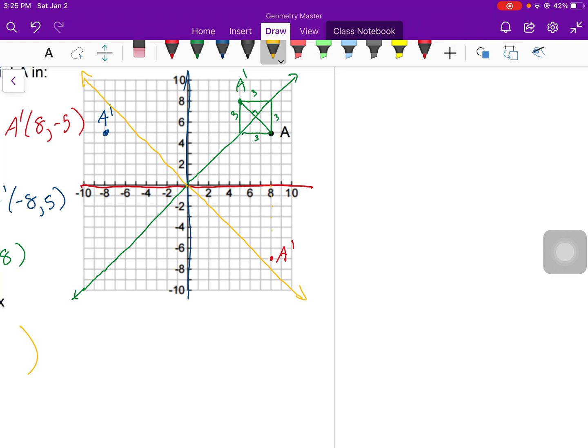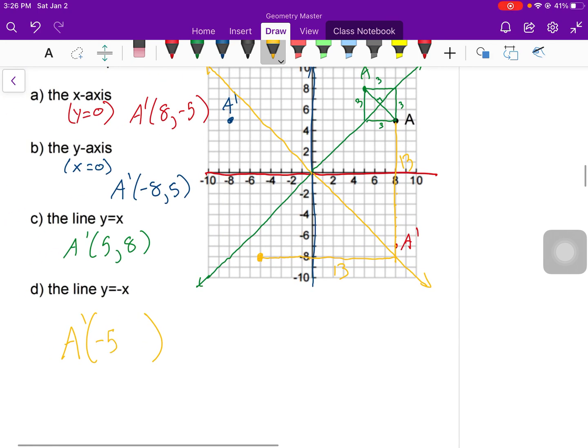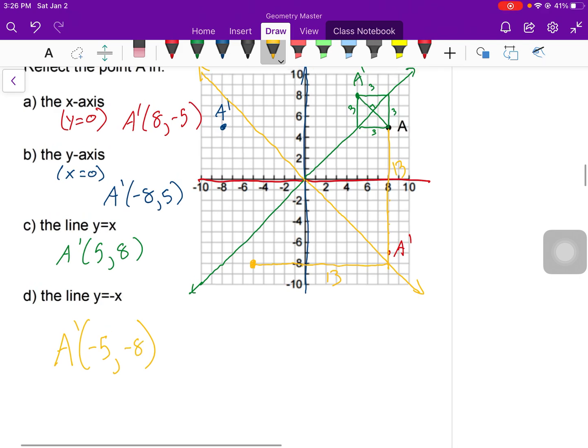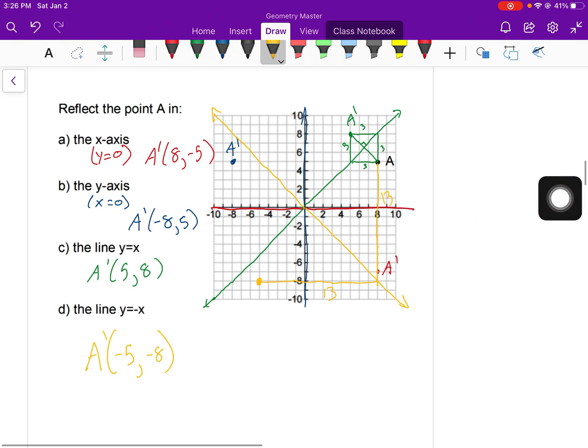The way I'm going to go down is this is 5 above the x-axis, I already know. So 6, 7, 8, 9, 10, 11, 12, 13. Okay, that was 13 going that way. So now I got to go 13. Well, that's 8, 9, 10, 11, 12, 13. So A prime should be at this point right there, which is (-5, -8). Which followed that rule perfectly. It swapped the order, and it made them negative.